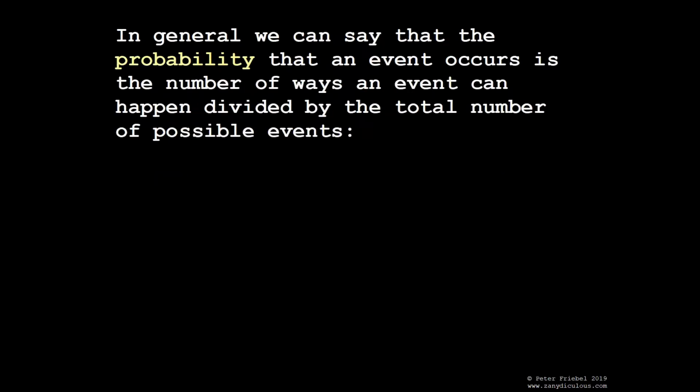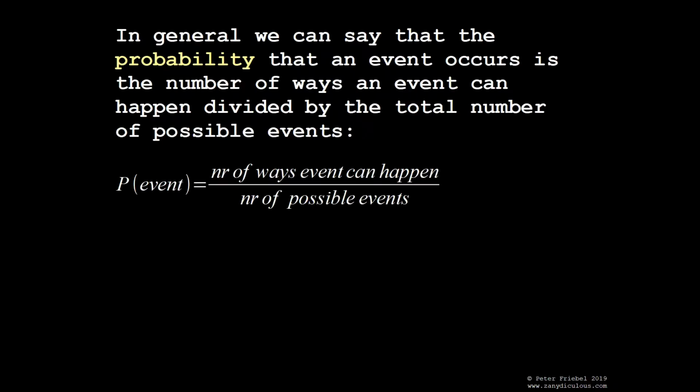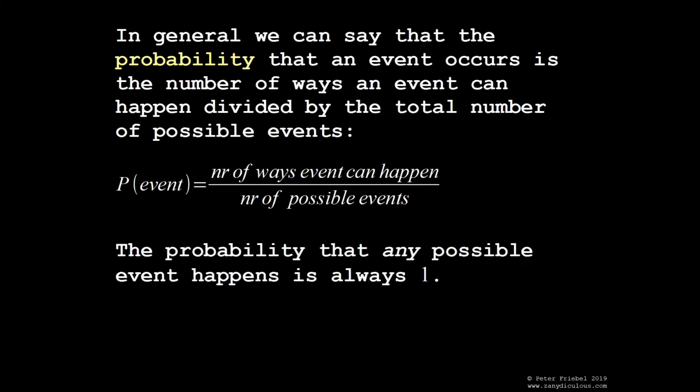In general, we can say that the probability that an event occurs is the number of ways an event can happen divided by the total number of possible events. And this is a simple formula for that. P is the symbol or the letter we use to give the probability. So the probability of an event is the number of ways the event can happen divided by the number of possible events. The probability that any possible event happens is always 1.